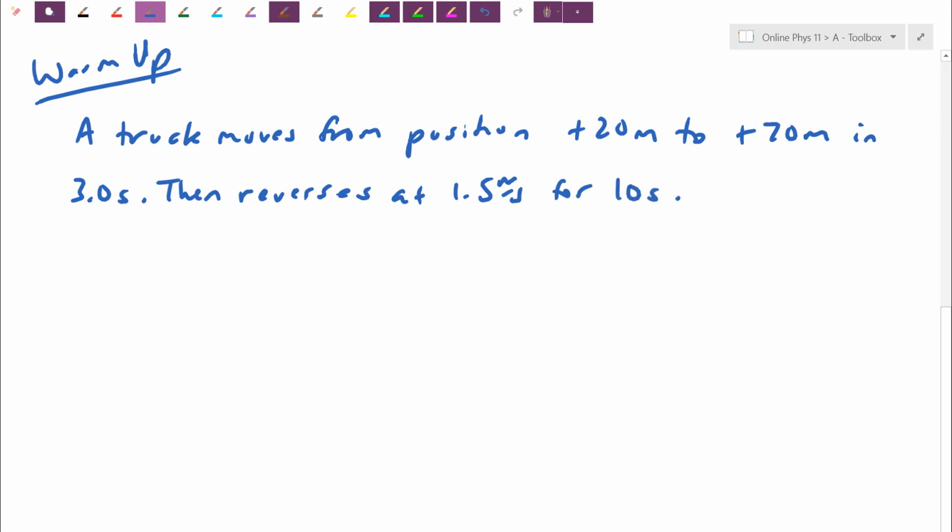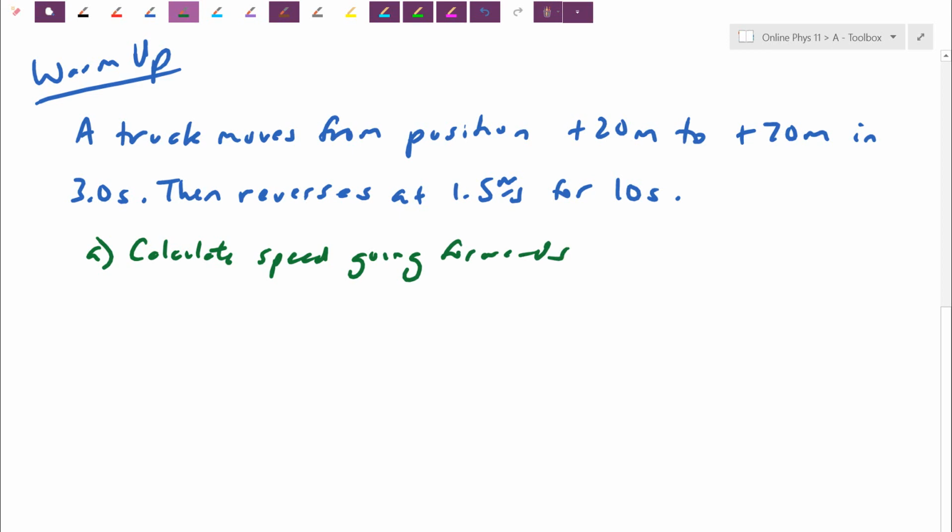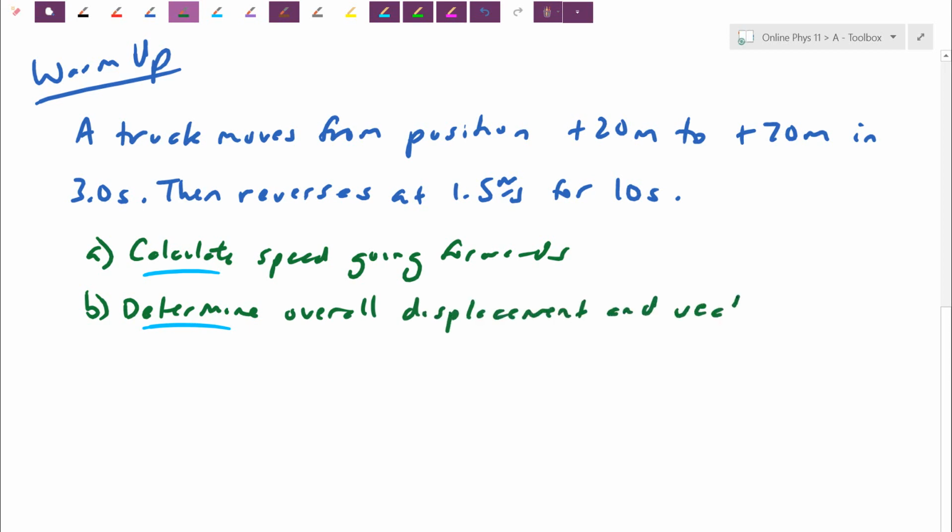So a couple of parts for you to practice here. A, I want you to calculate the speed going forwards. So for the first part of the motion, I want you to determine it. They might give you a different keyword every now and then, like calculate, deduce, determine. They're just saying find. Look for that number. B, determine the overall displacement and the velocity. Careful, those two are vectors, so those would need direction.